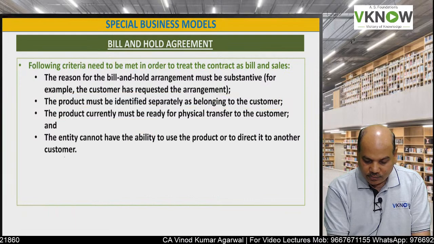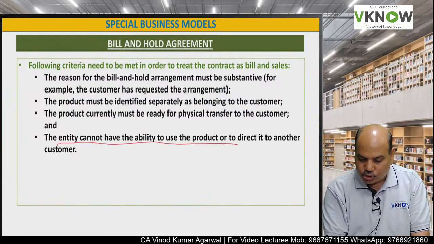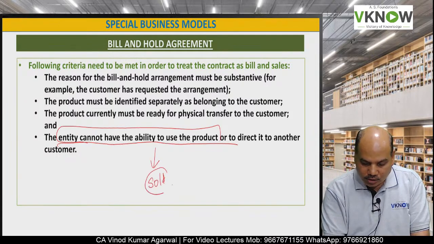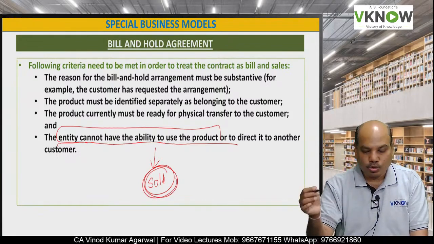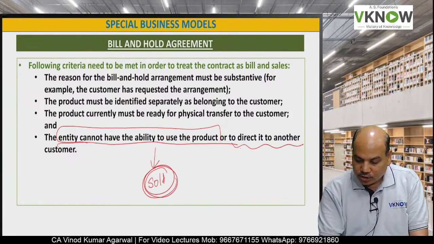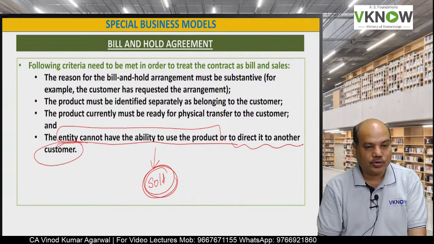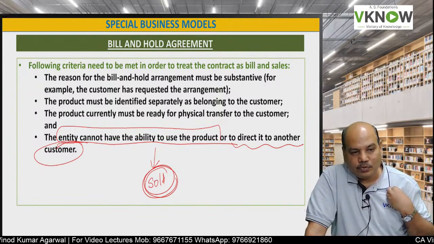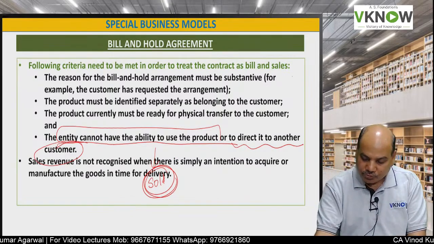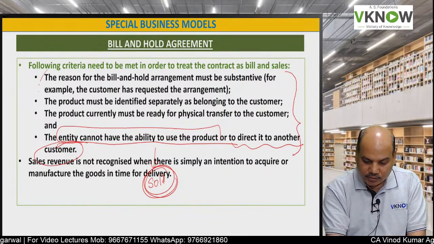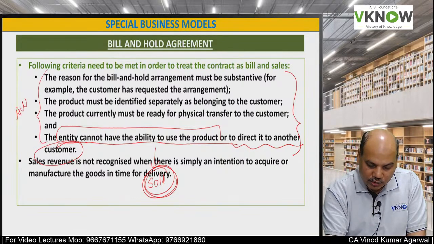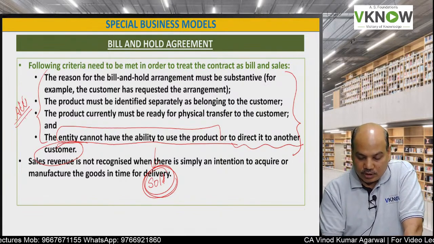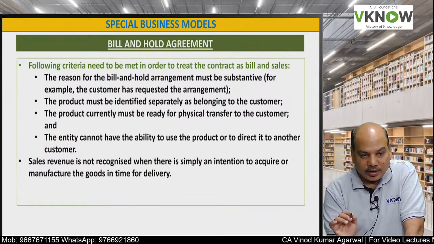And the next condition is, the entity cannot have the ability to use the product. Once the product is sold, the entity cannot use it for its own purpose, or direct it to another customer. So the product which has been sold cannot be used by the entity itself, cannot be sold to another customer. Here all conditions are required to be satisfied. If all conditions are satisfied, then the revenue will be recognized.